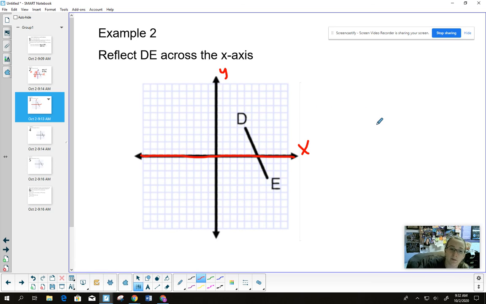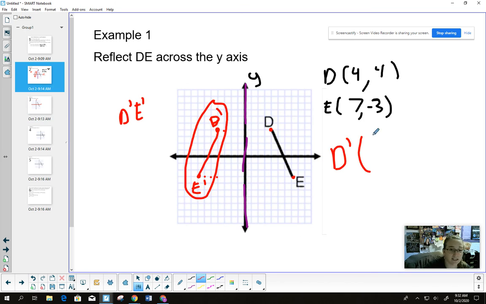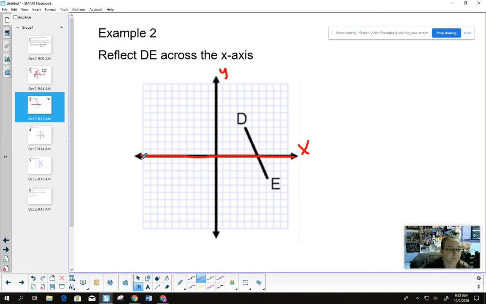Now this one's a little bit weird because our mirror cuts through the shape we need to reflect. How this works still, we still count towards our mirror in both cases. So for D, I'm going to count down to the mirror. For E, I'm going to count up to the mirror. Once again, the points for D and E are the same. So if you do not have your pink packet, draw this graph again, draw DE again, plot those points on your own little graph. Now we're going to reflect over the x-axis.